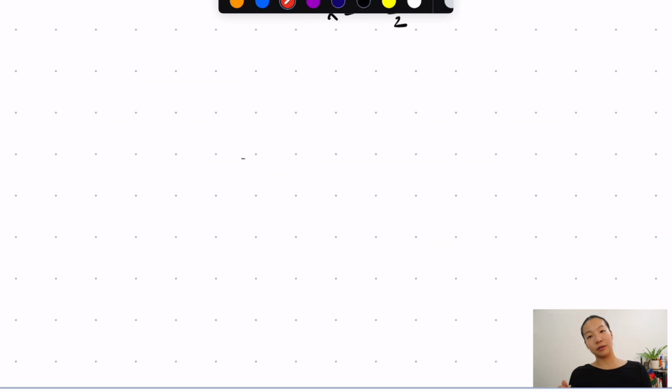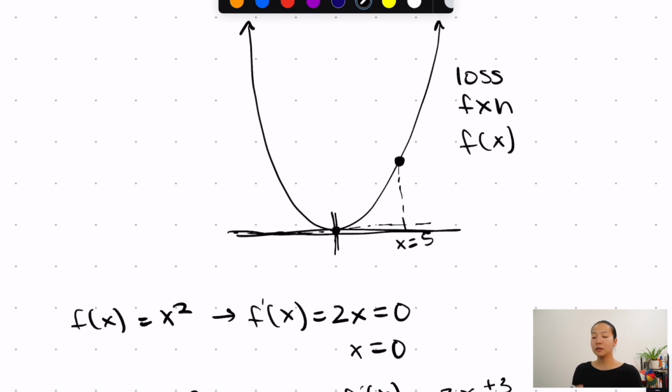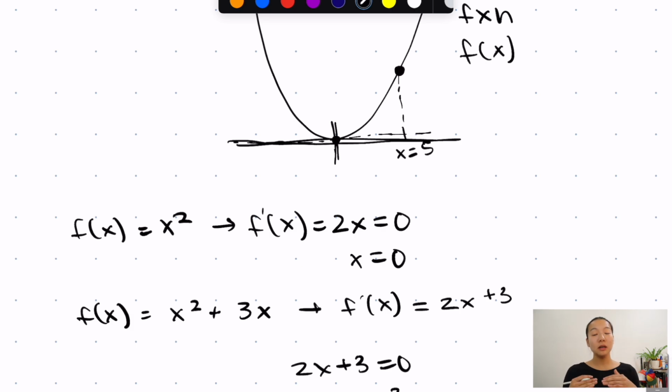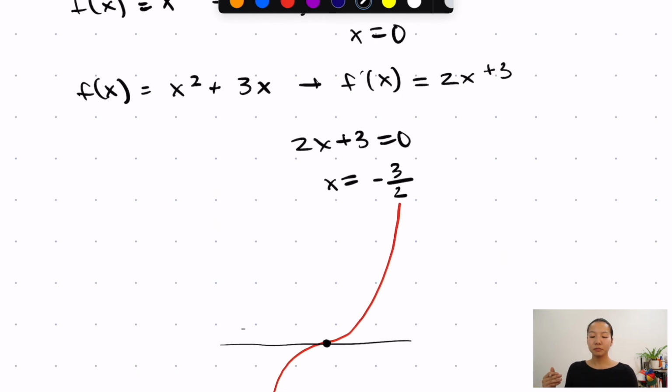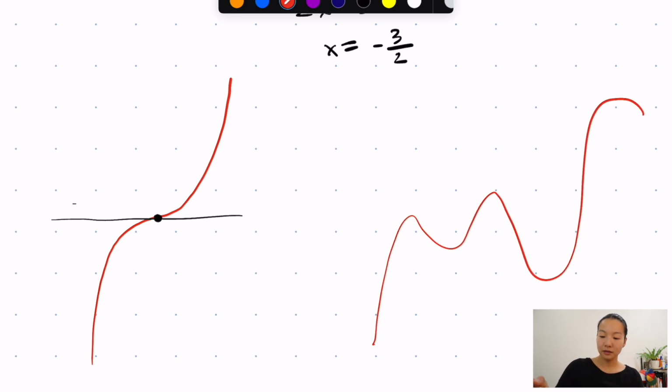Now, we have to be really careful, because what if we have a function that looks something like that? Well, there's actually a point here where that derivative is going to be flat. But that's not a minimum or a maximum. So we have to be careful. Just because the derivative is equal to 0 doesn't mean it's always going to be the minimum or the maximum.